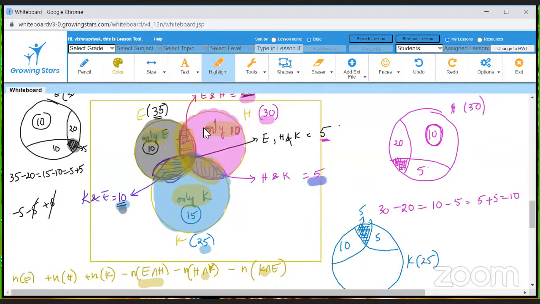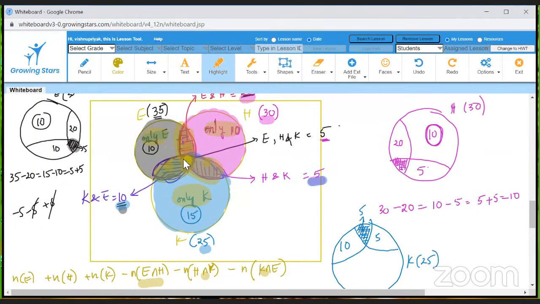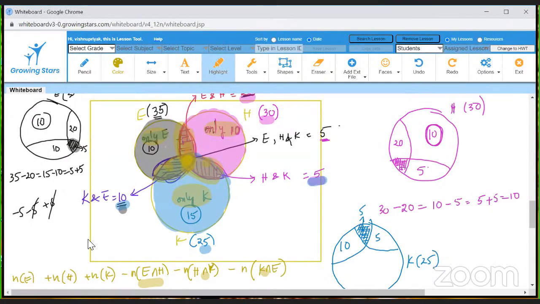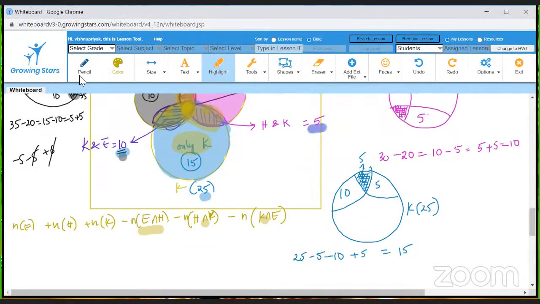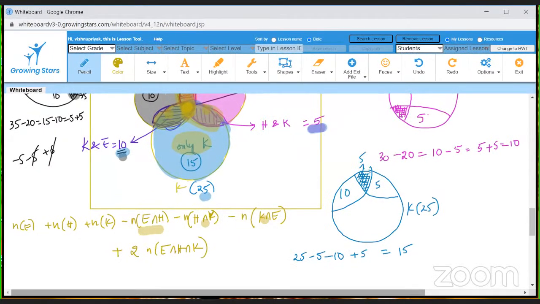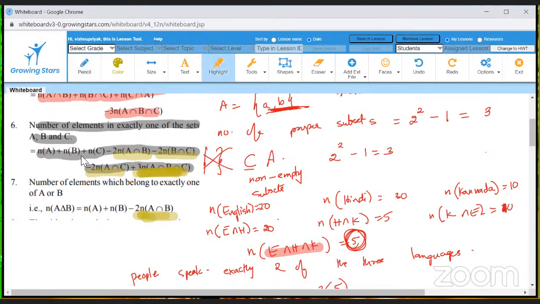So while subtracting, what happened? I have subtracted this region 3 times. This triangle region, I have subtracted 3 times. I have to subtract only 1 time. So I will add 2 times E intersection H intersection K. This is the exact meaning of this formula. But in short, it is like this.